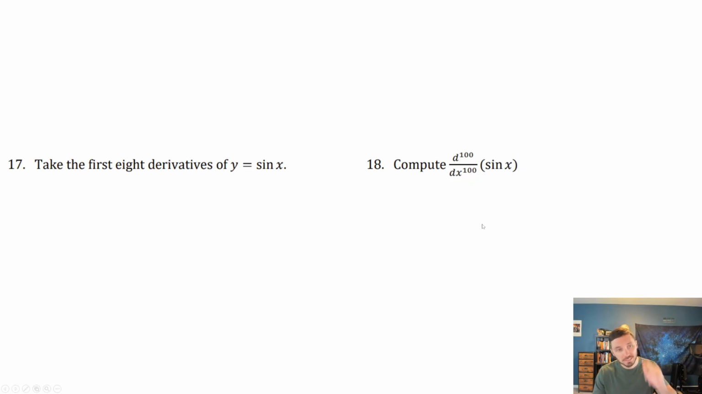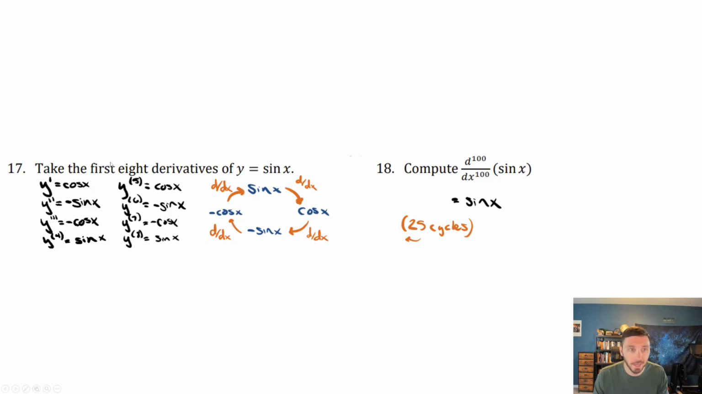Okay, here's the pattern. It goes sine, and then cosine, and then negative sine, and then negative cosine. Circle back to sine, and we continue that pattern. The pattern's every 4. So if you take that 4th derivative, well, then you're just doing one full cycle, and you're just back to sine. So if you take the 100th derivative, you're doing 25 of those cycles, and you're going from sine to sine. I think that's it. Yeah, so that's it.